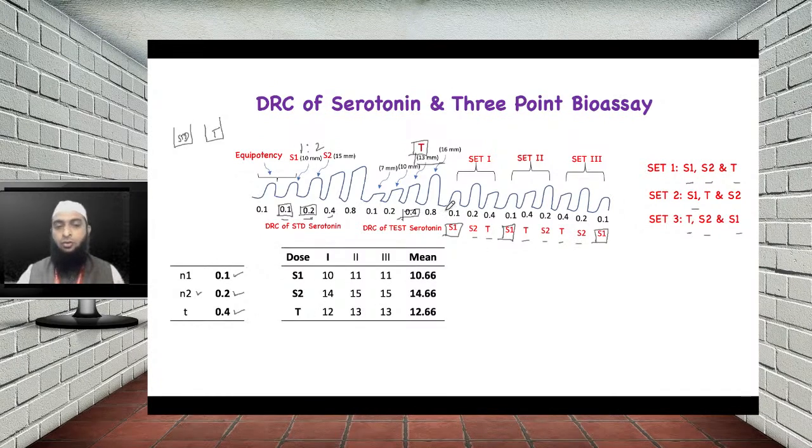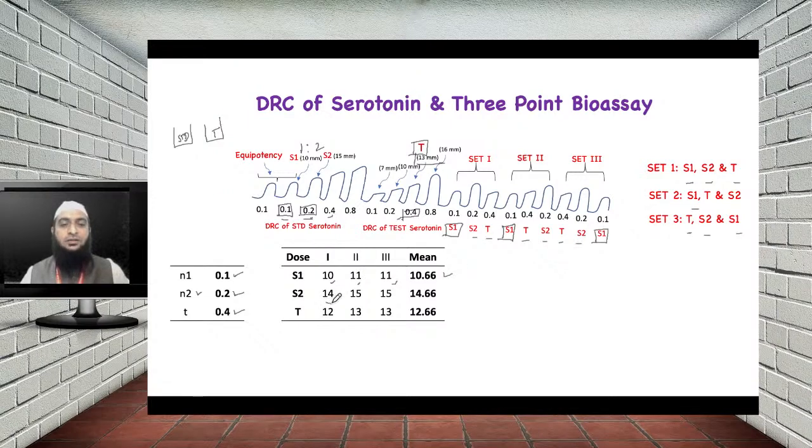When you measure the height of every response, for example S1, maybe the first time you took the reading, you got 10 mm. Then when you took the second response of the S1, you got 11 mm. And when you took the third response, you got 11 mm. So now you can take the mean of this: 10 plus 11 plus 11 divided by 3 becomes 10.66.